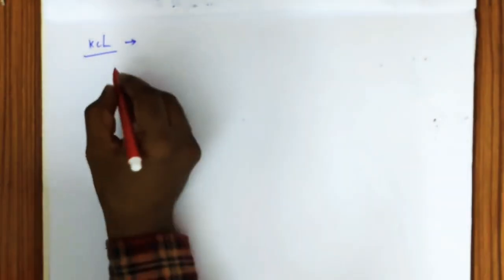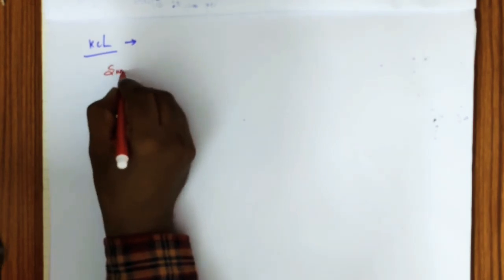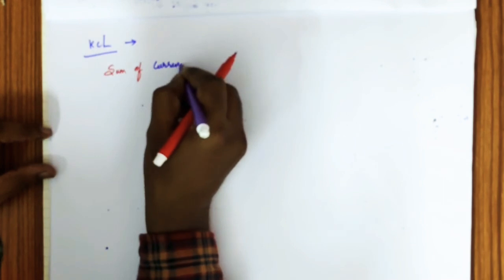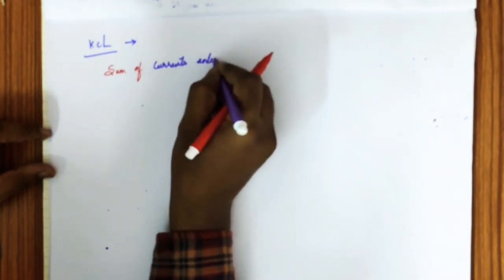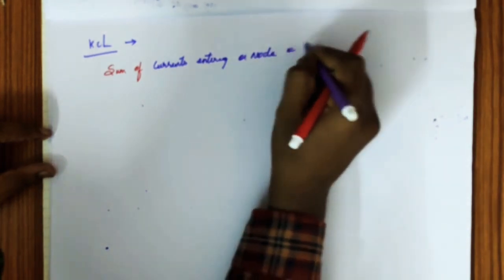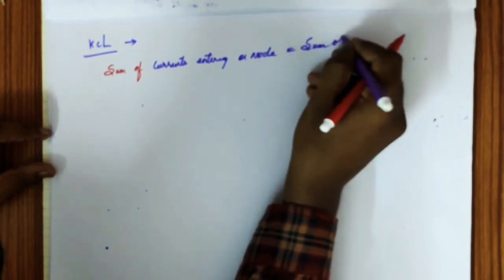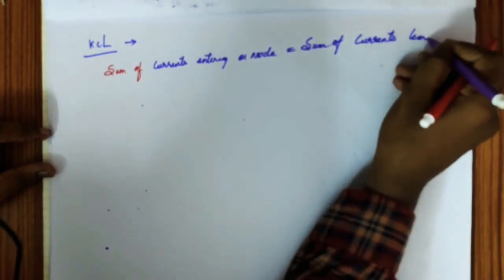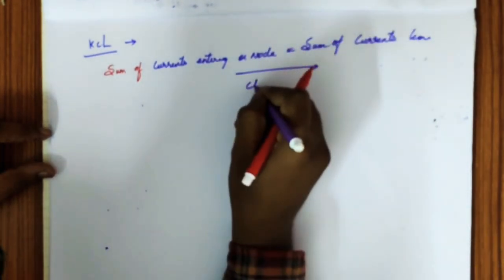So another beautiful concept. This KCL, KVL is the heart of our electrical circuits. So what does KCL mean? The sum of currents entering a node is equal to the sum of currents leaving. So what is the idea? It is the law of conservation of charge.